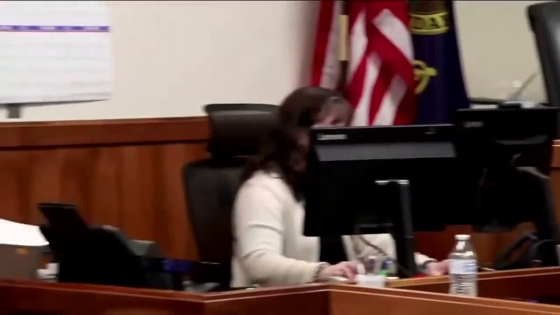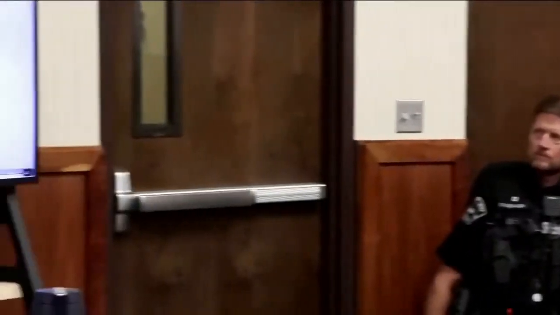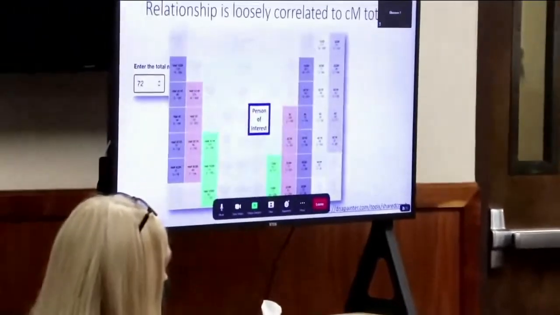So your person of interest is your adoptee. In this tool, we'll highlight the possible relationships for a 72 centimorgan match. And if you count up all of the little highlighted boxes on there, there are 30 or 35 possible relationships for somebody who shares 72 centimorgans.